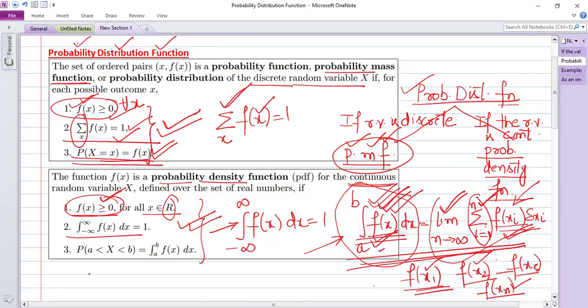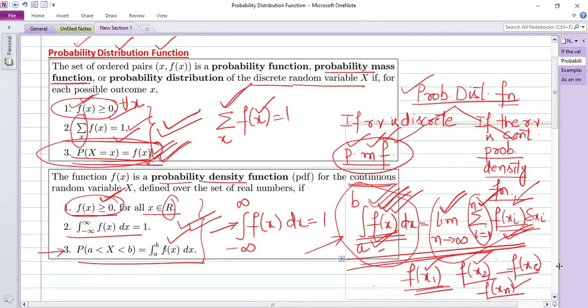Number three, this number three is the basic definition of our probability mass function. Okay, this I have discussed in the previous lecture. And what is this one? It is nothing but the basic definition. This is the basic definition of probability density function.